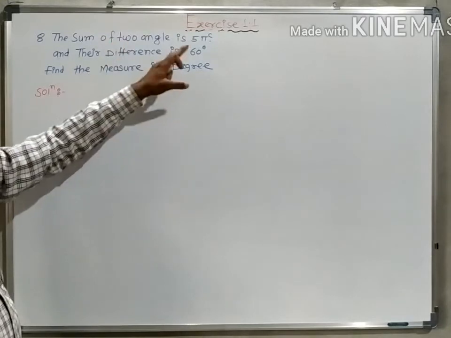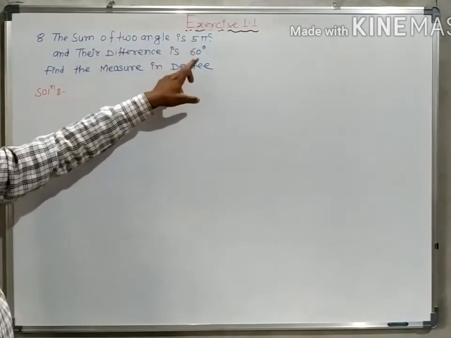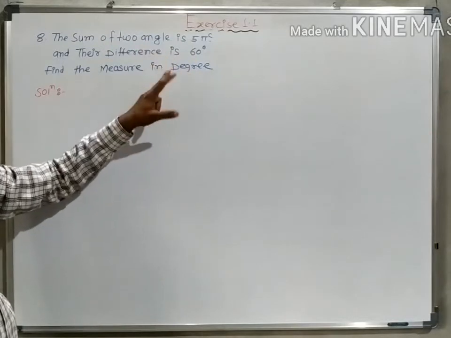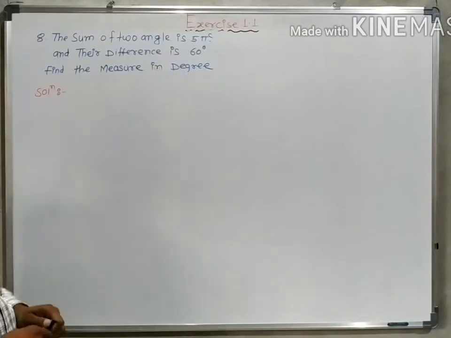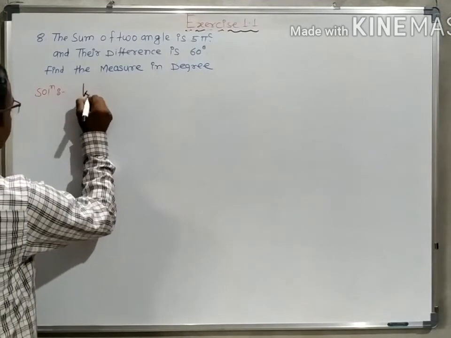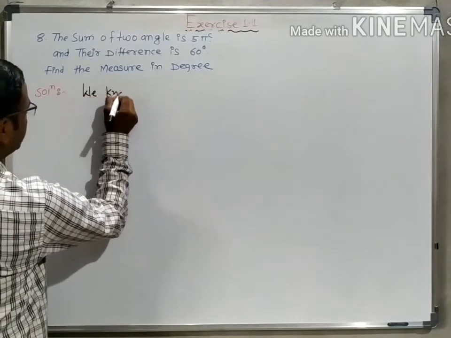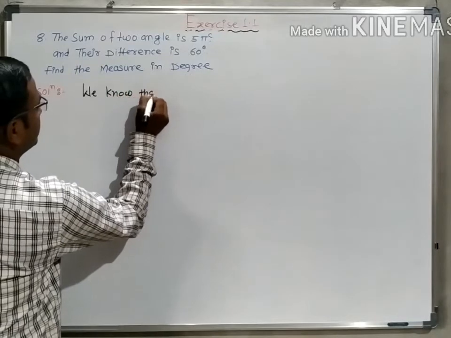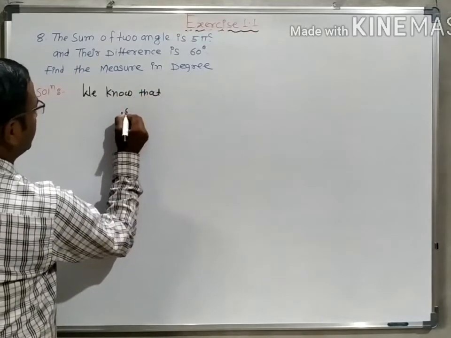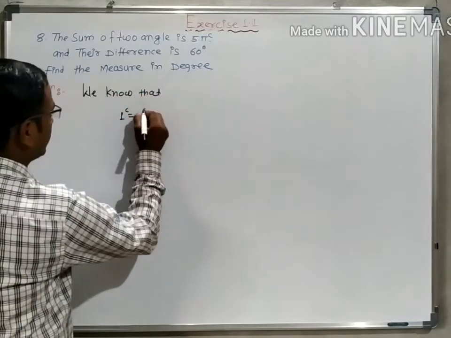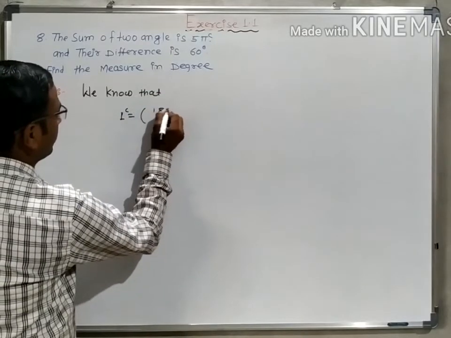आपल्याला दोन अँगलची सम आहे 5 पाय रेडियन डिग्री आणि डिफरन्स आहे दिलेला 60 डिग्री. आपल्याला दोन अँगलच्या व्हॅल्यू डिग्री मध्ये फाइंड करायच्या आहेत. तर आपण सोल्युशन मध्ये बघू. लेट किंवा we know that okay, so 1 radian convert into degree, so it is a multiple of 180 upon pi.